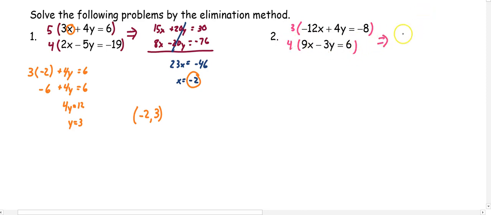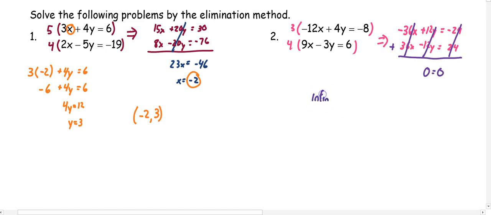So when I multiply in this equation, I get -36x plus 12y equals -24. And in the other equation, I get 36x minus 12y equals 24. So when I go to add this time, notice that not just my y's cancel out, the x's cancel out, and my constants, so I'm left with 0 equals 0. Remember, this is a special case. When 0 equals 0, that's a true statement. So our special case is infinitely many solutions.